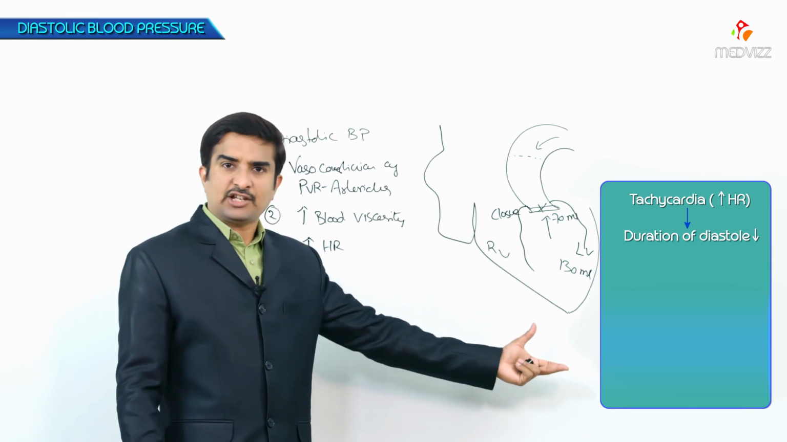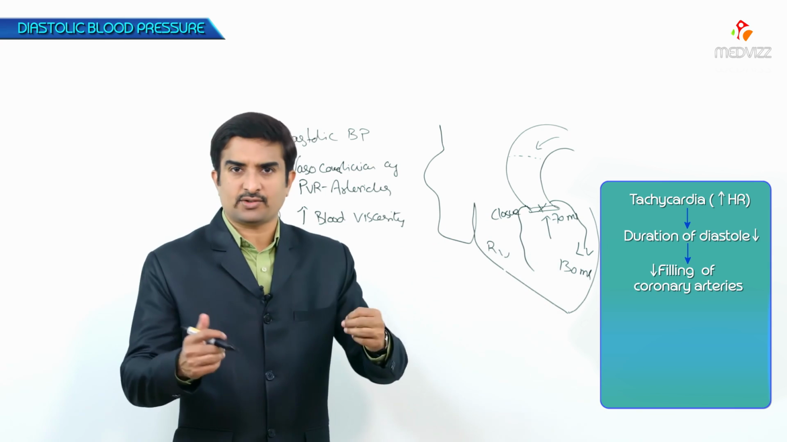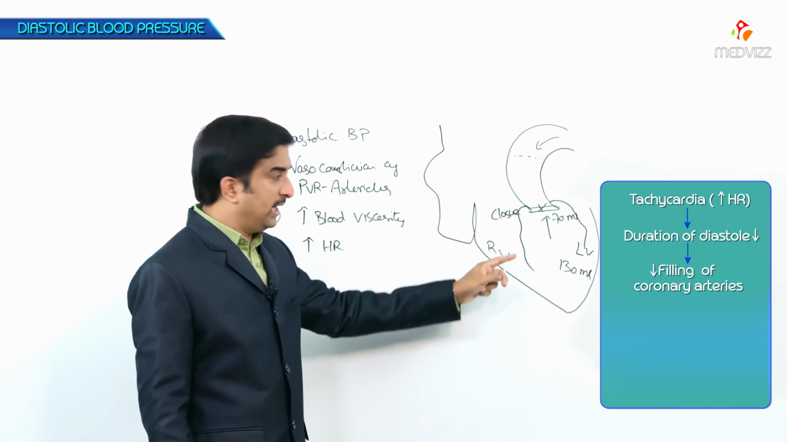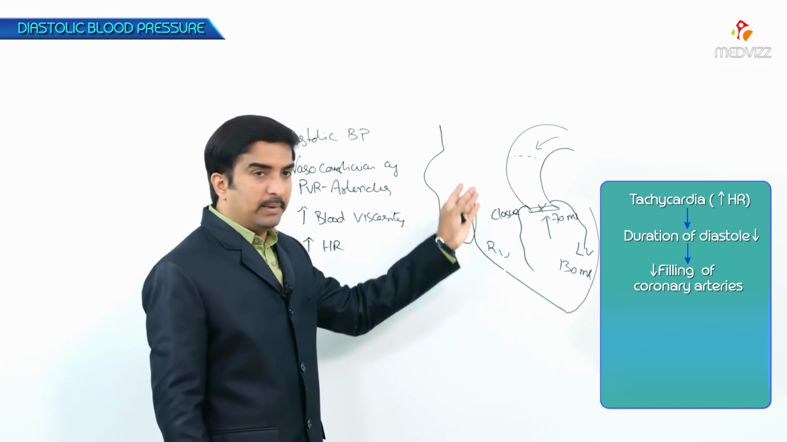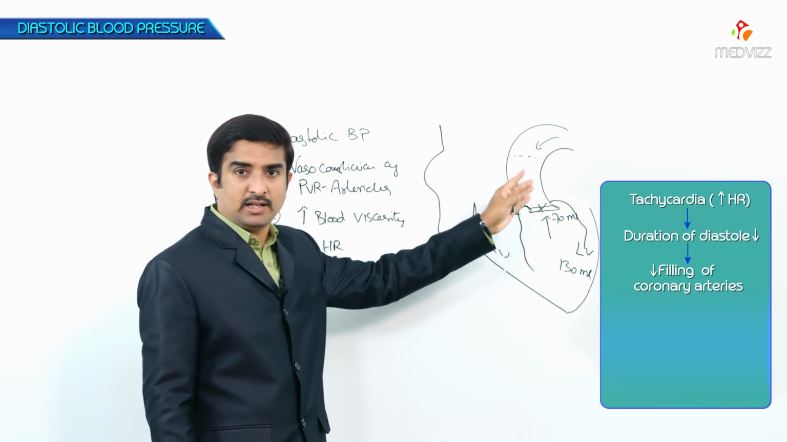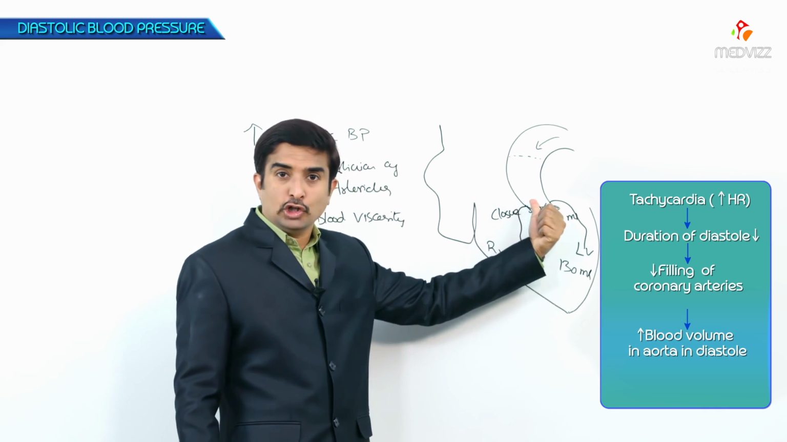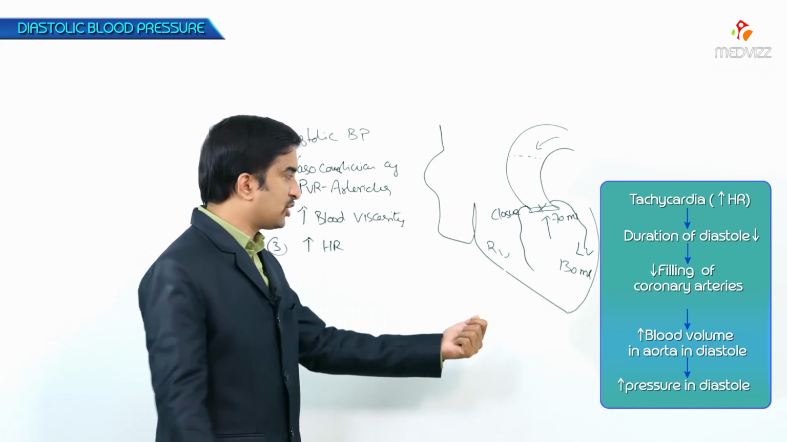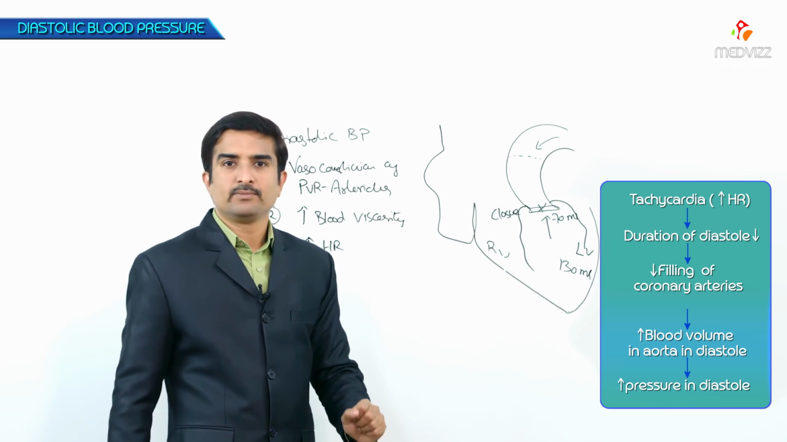If the duration of the diastole decreases, the filling capacity of the coronary artery decreases. So, if coronary arteries cannot receive blood from the aorta, it leaves the blood in the aorta itself. The left behind blood which is not taken up by the coronary arteries increases the volume in the aorta during diastole, so automatically the pressure increases in the diastolic period of the cardiac cycle, responsible for the increase in the diastolic BP, right?